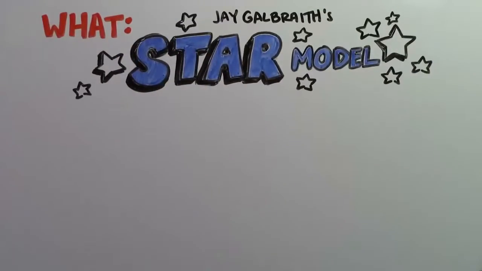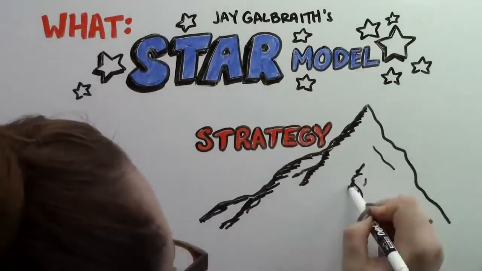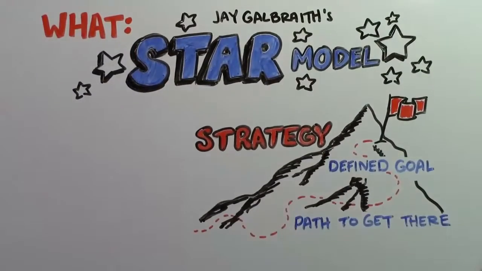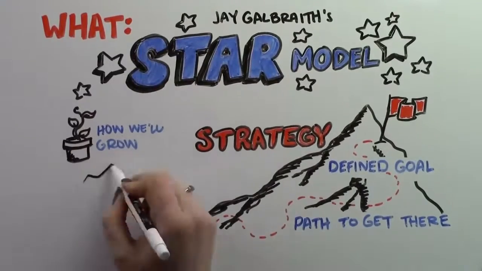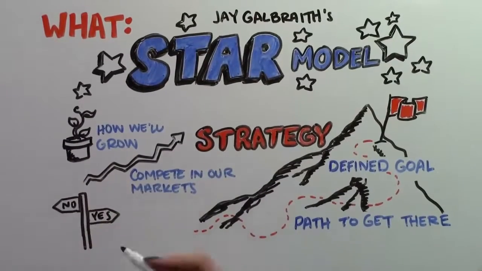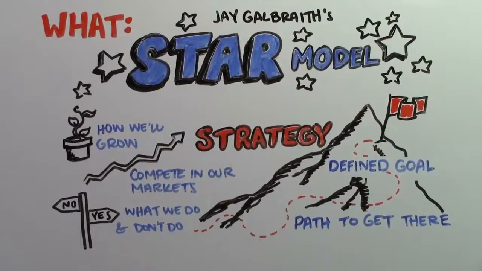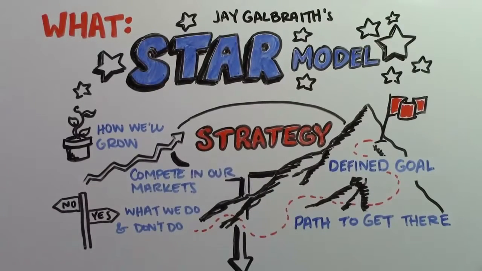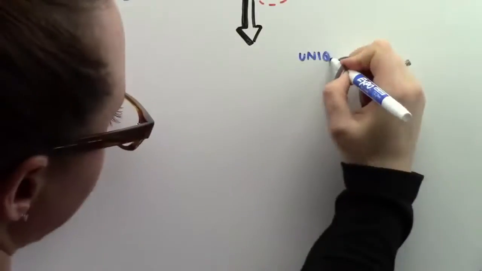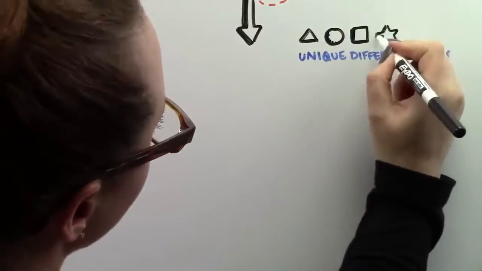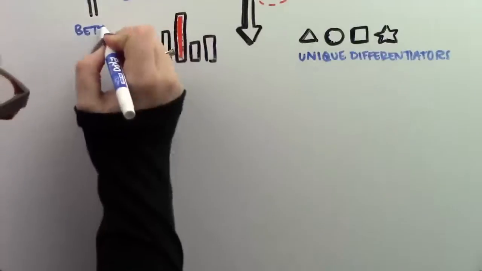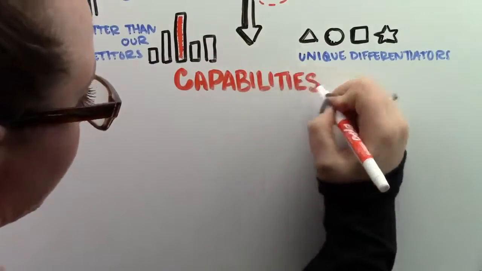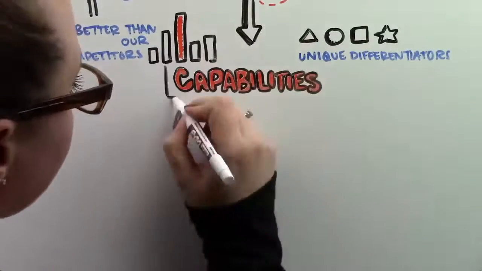It begins with strategy. A clear strategy provides a defined goal and lays the path to get there. It outlines how we'll grow and compete in our markets and defines choices we'll make about what we do and don't do. Once we have a clear strategy, we need an organization to get us there. What are the unique differentiators our organization must have? What must we be able to do better than our competitors? The answers to these questions determine the capabilities that we need for our organization to execute the strategy.